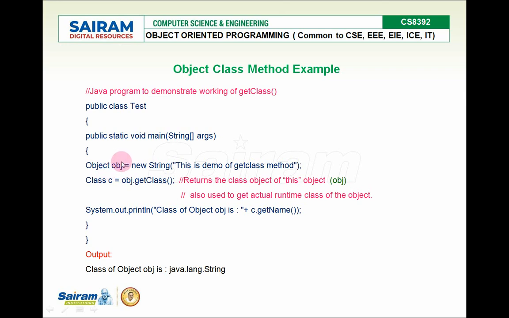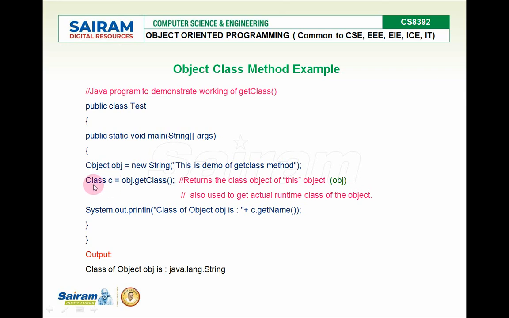So object can refer to any object, right? As I said already, object can refer to any object. So here the string class has been created and the string constructor has been called, and the parameter is given for the string class constructor, and it has been instantiated and assigned to the obj object. Getting it? So object can refer to any object in a Java program, right?